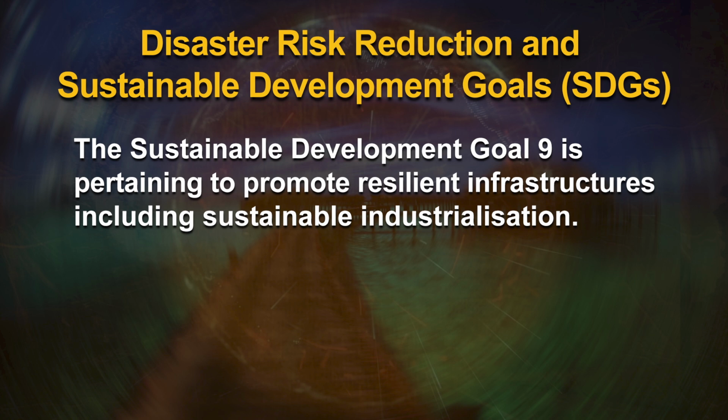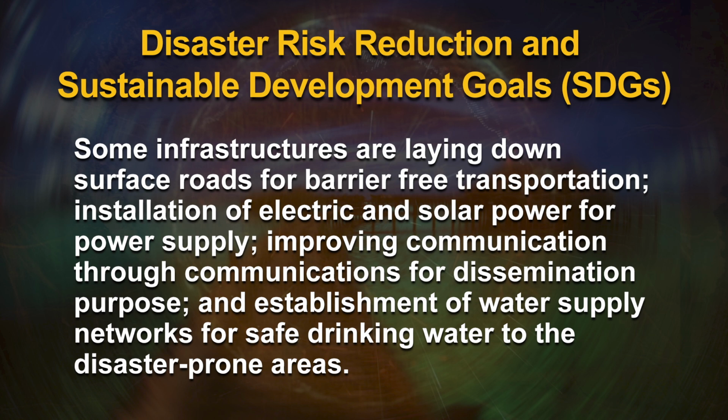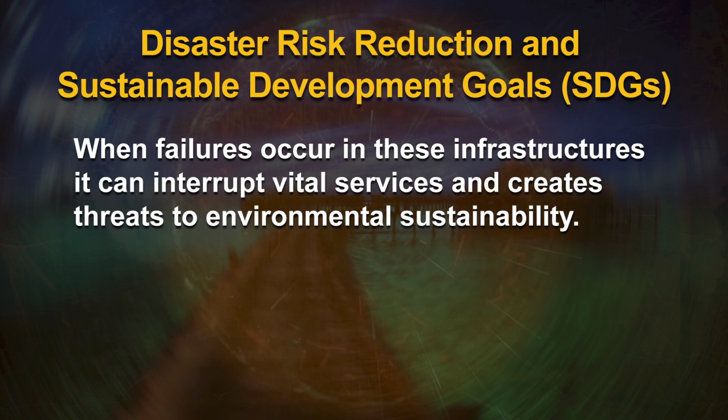The Sustainable Development Goal number 9 pertains to promoting resilient infrastructures, including sustainable industrialization. Some infrastructures are laying down surface roads for barrier-free transportation, installation of electric and solar power for power supply, improving communication for dissemination purposes, and establishment of water supply network for safe drinking water to the disaster prone areas. When failures occur in these infrastructures, it can interrupt vital services and create threat to environmental sustainability.